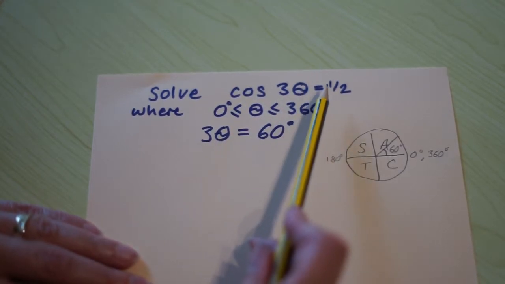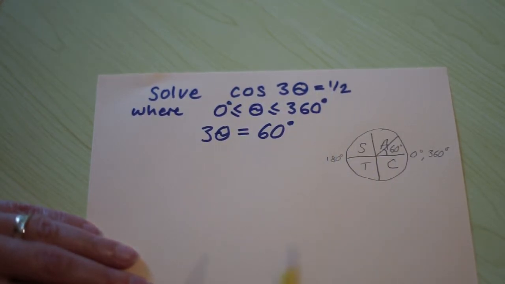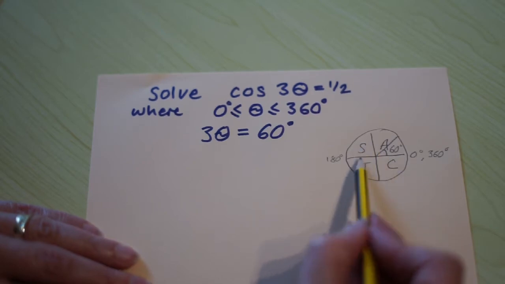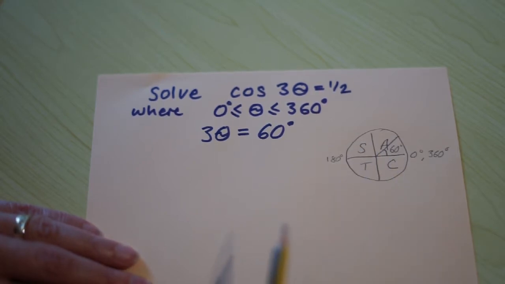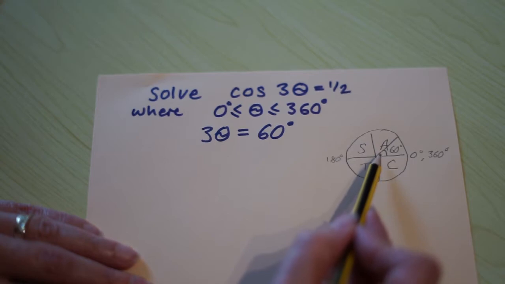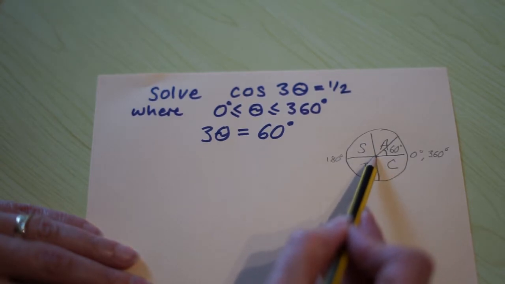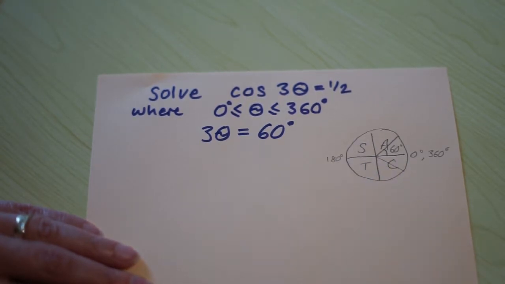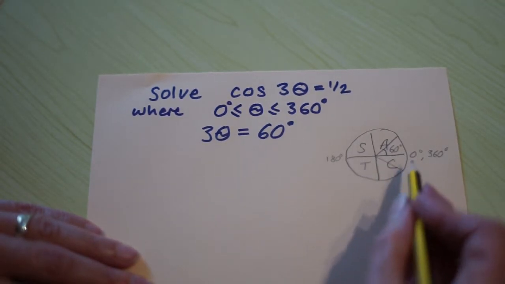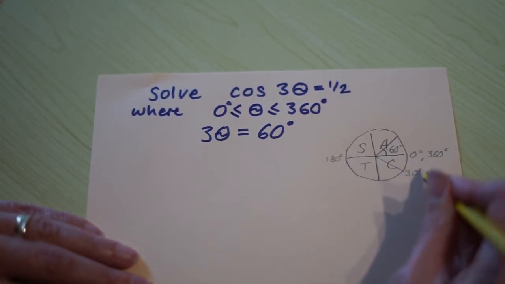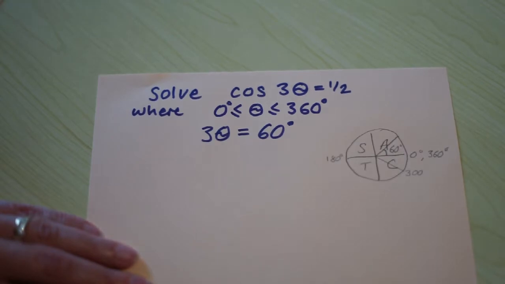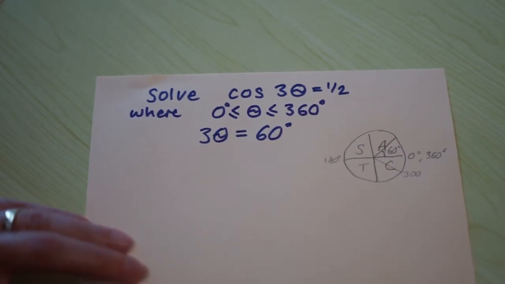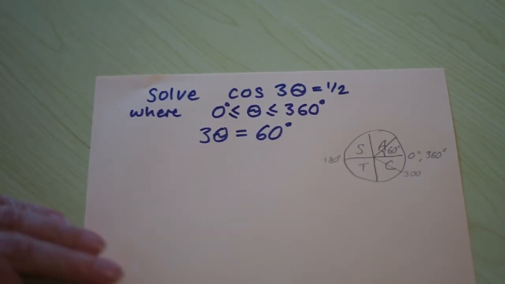Cos 3 theta is a positive number, it's a half. So we need to find the other quadrant where cos is also positive, and that is in this one, which has got C in it. So at that point we've got 300. So that's the second solution.